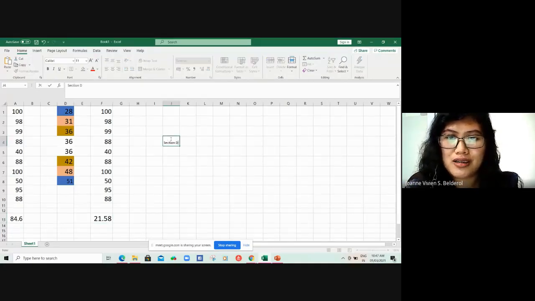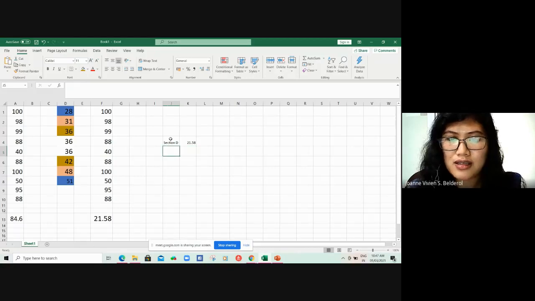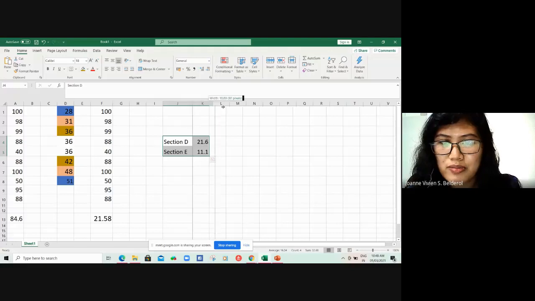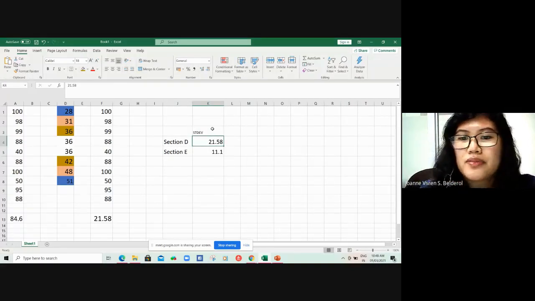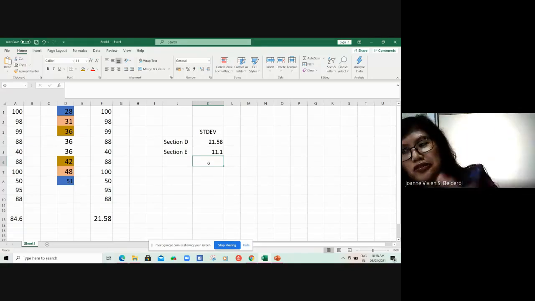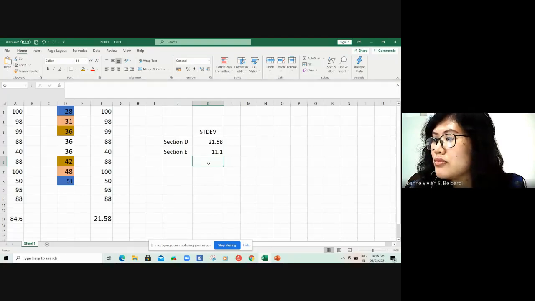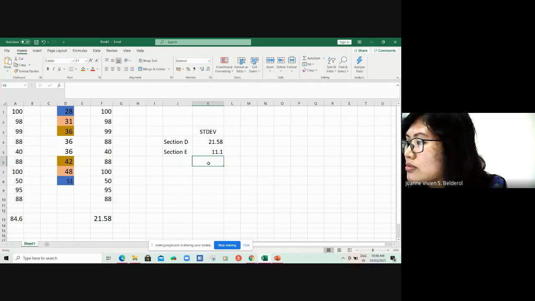If section D's standard deviation on the exam is 21.58, and section E's standard deviation is 11.10, which of the two sections performed better based on their standard deviation? Thoughts? What do you think? What is the meaning or interpretation of this? What do you think?